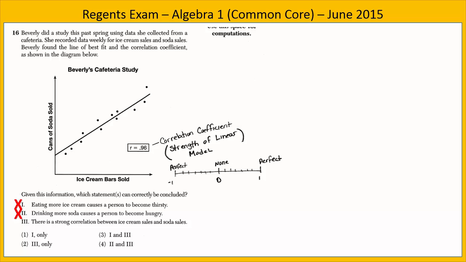Option 3 says there's a strong correlation between ice cream sales and soda sales. This is true. There is a strong correlation. The correlation coefficient is 0.96, which is very close to +1. So there is a strong correlation between ice cream sales and soda sales. Just be careful not to accidentally think that strong correlation suggests a cause and effect relationship. It does not. Read the choices carefully. Only option 3 is a correct conclusion that can be drawn, and so choice 2 is our answer.